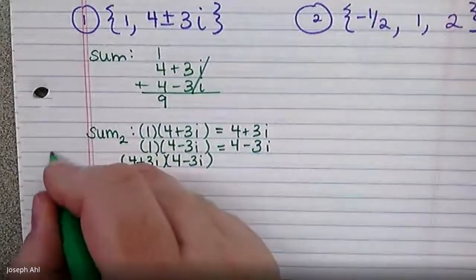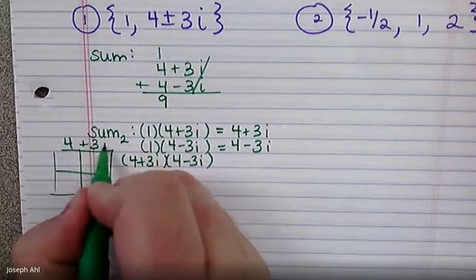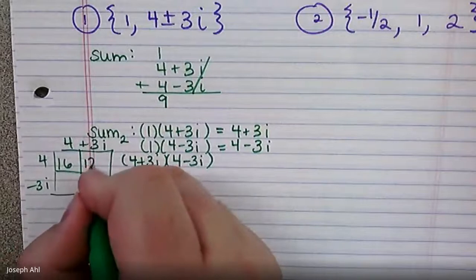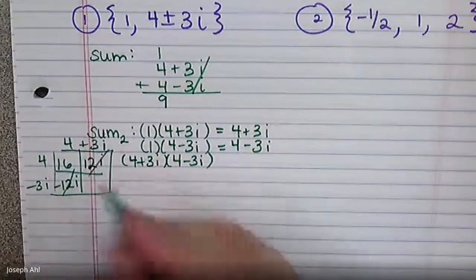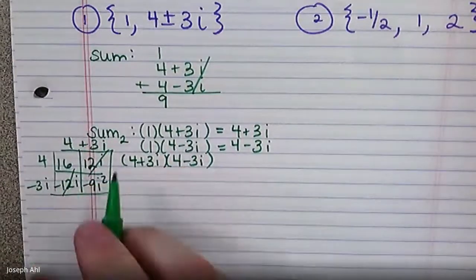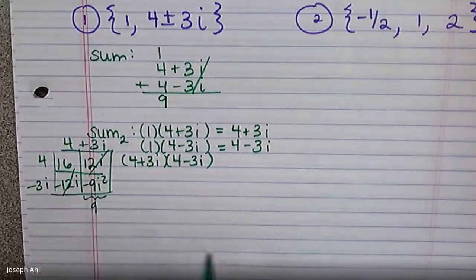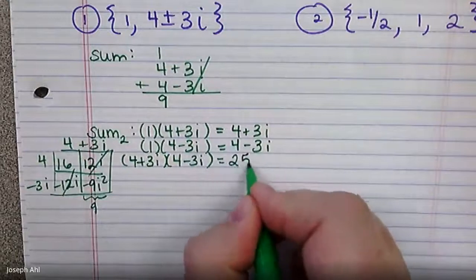And I may not always illustrate this, but maybe just for this first one I will. 4 plus 3i and 4 minus 3i, we get a 16 here, a 12i, a negative 12i. Conjugate pairs, you always get those terms to cancel, always. And then minus 9i squared. But oh wait, i squared is negative 1. Negative 9 times negative 1 is 9. 16 and 9 is 25.